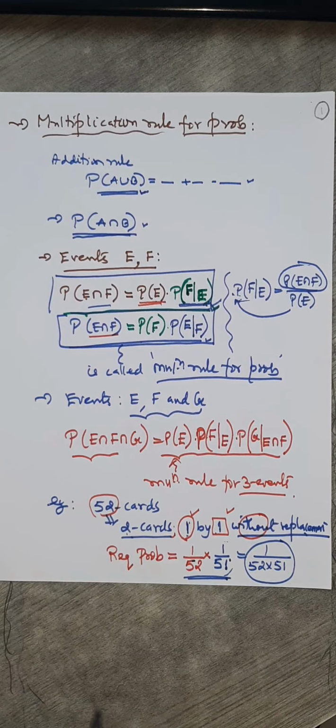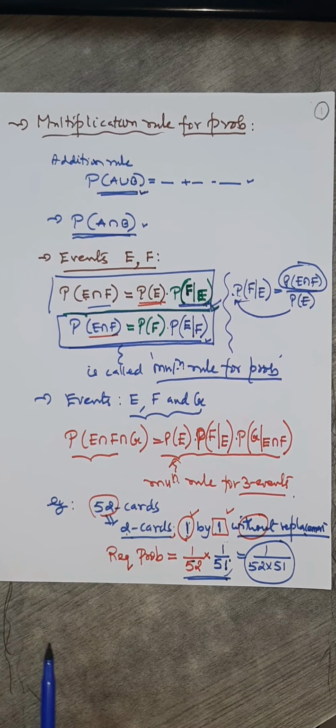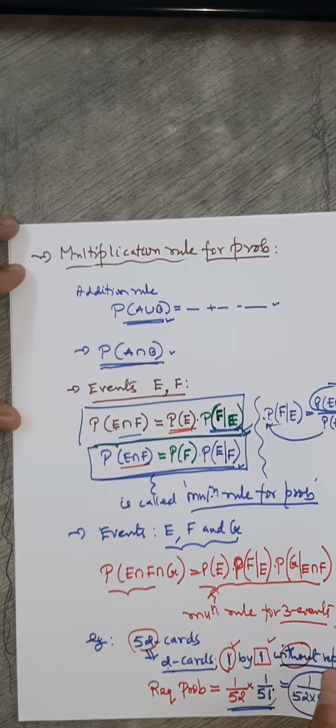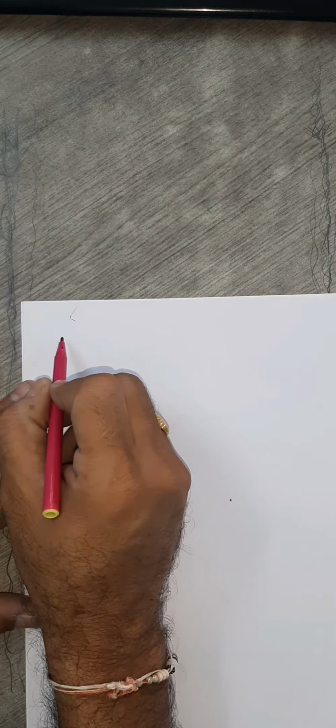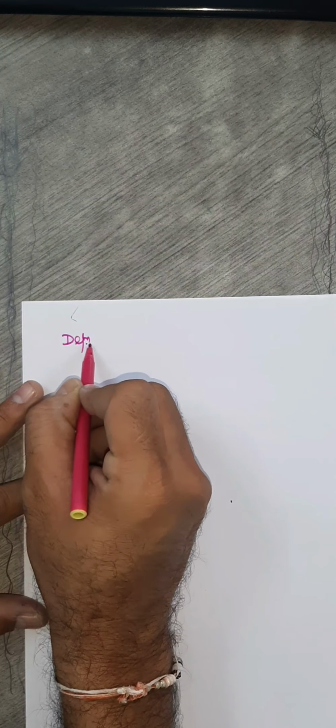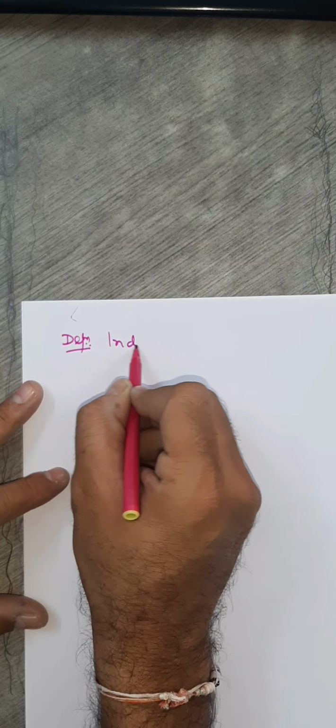That is one thing. Okay, now the next concept is about independent events. Let me write that. So here the next definition, which is about independent events.